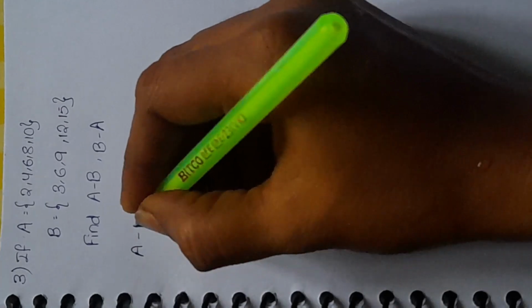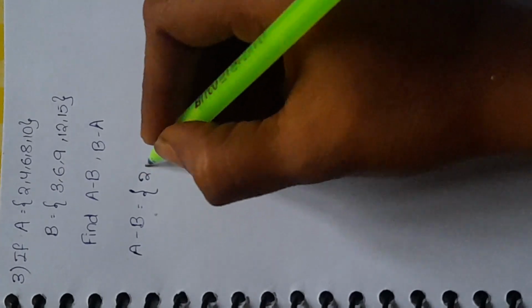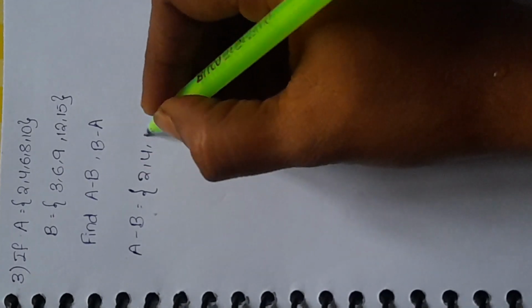The third question is, if set A is equal to {2, 4, 6, 8, 10} and set B is {3, 6, 9, 12, 15}, find A minus B and B minus A. A minus B is, we should take the elements which are present only in A. So the elements are 2, 4, 8 and 10. All these 4 elements are present only in A and not in B.